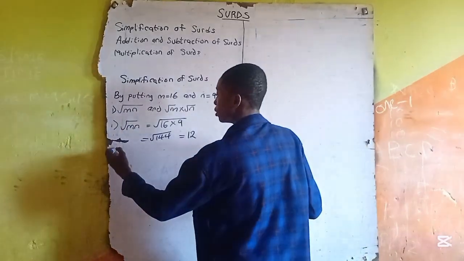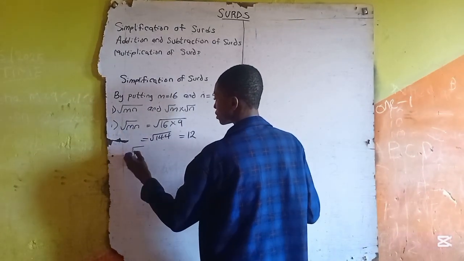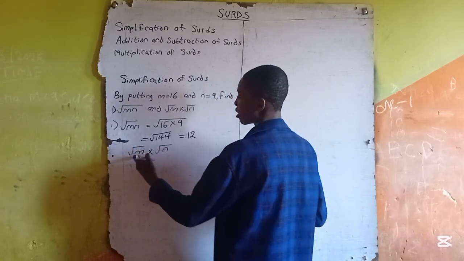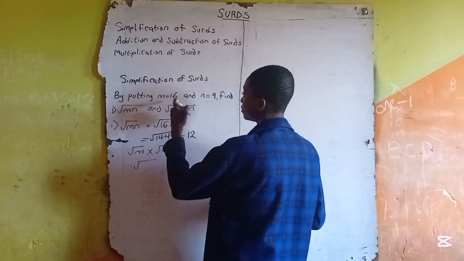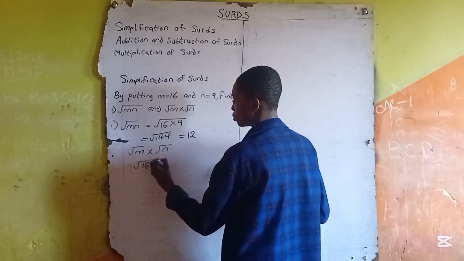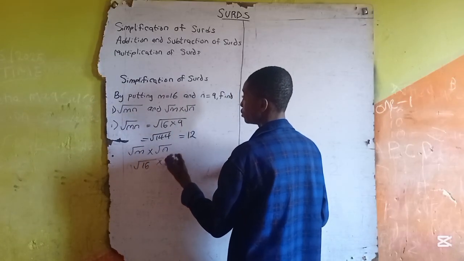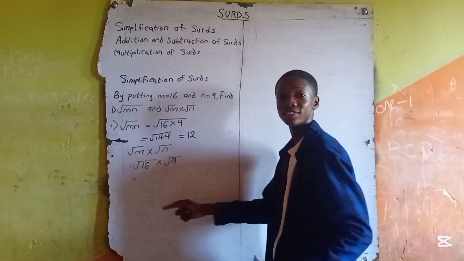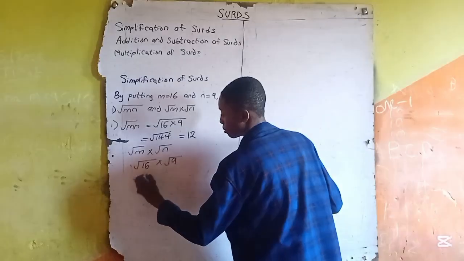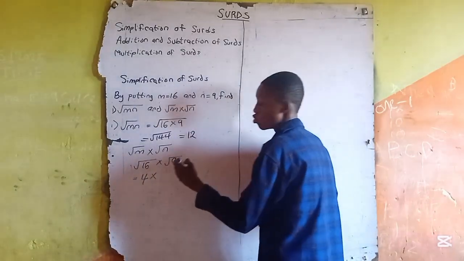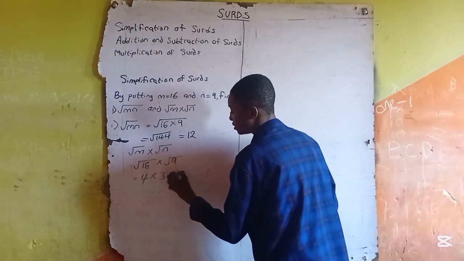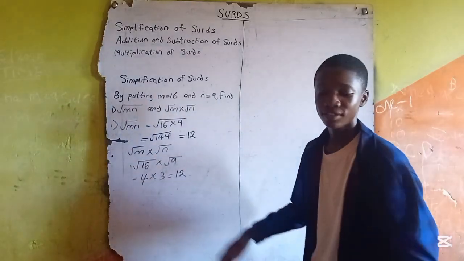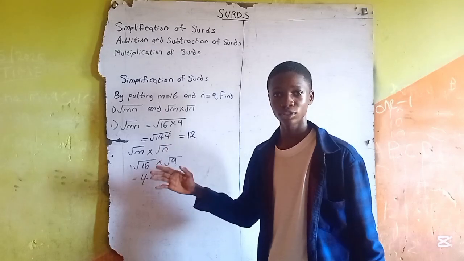The second one is root m multiplied by root n. Our m is 16, multiplied by our n, which is 9. So the square root of 16 will give us 4, multiplied by the square root of 9, which will give us 3. So 4 times 3 now will give us 12. So that is the simplification of surds.